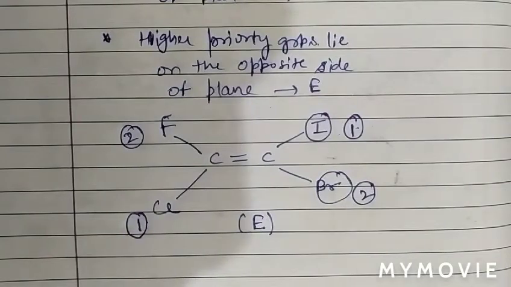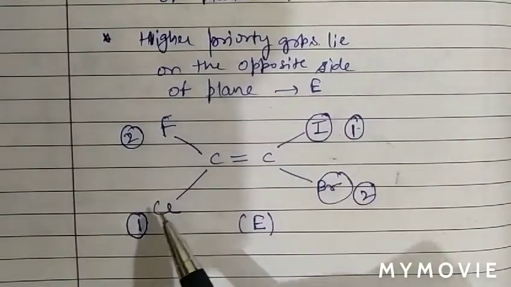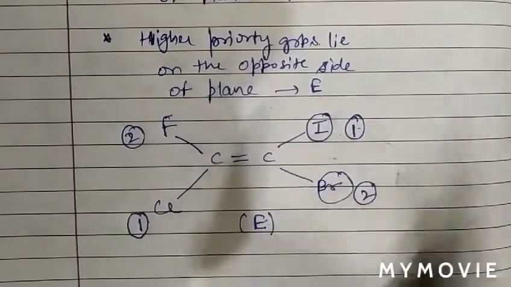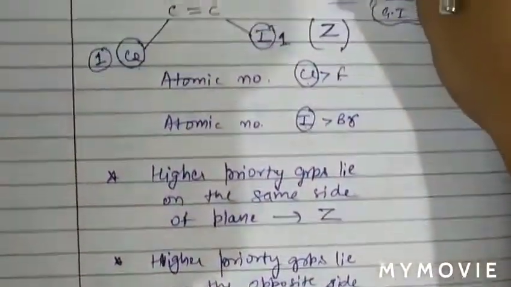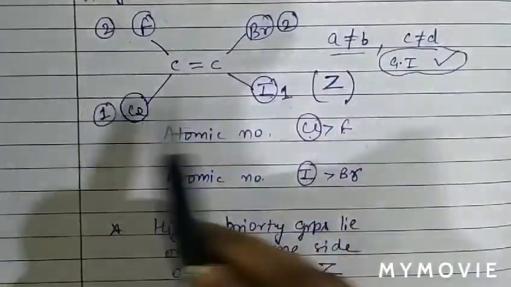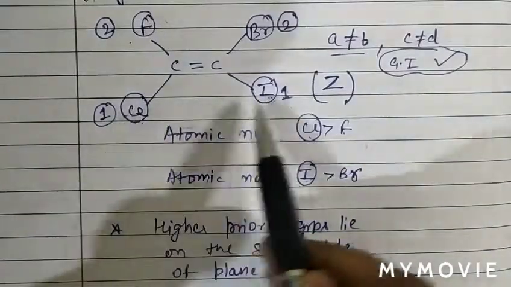So this is all about geometrical isomerism. Higher priority groups on the opposite side of the plane, then E isomer, and if higher priority groups lie on the same side of the plane, then we call it Z isomer.